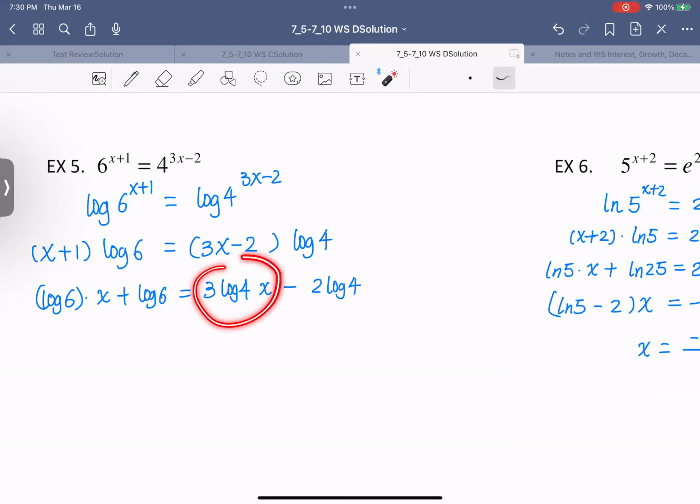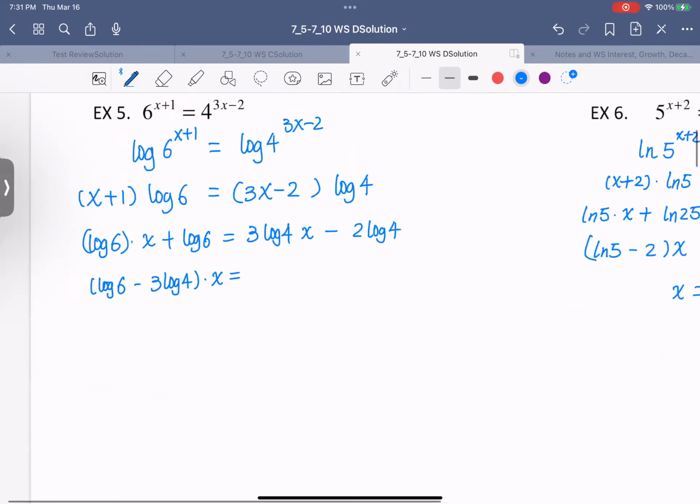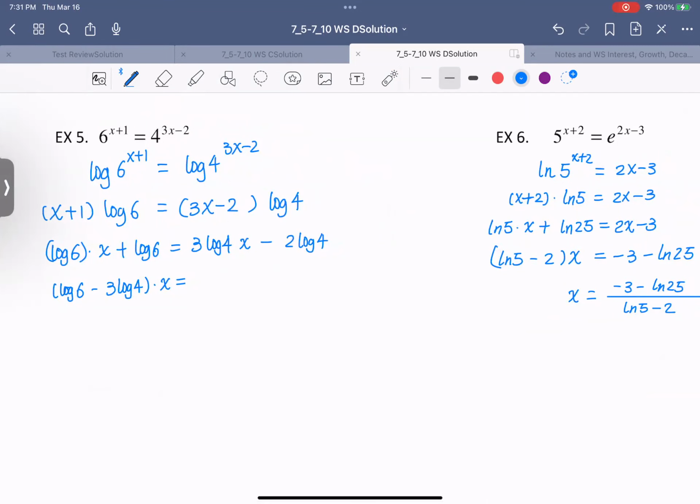You will move the x term to the left. You will move the constant term to the other side. Go ahead, please. So log 6 minus 3 log 4, and then times x equals negative 2 log 4, and then minus log 6. Good.